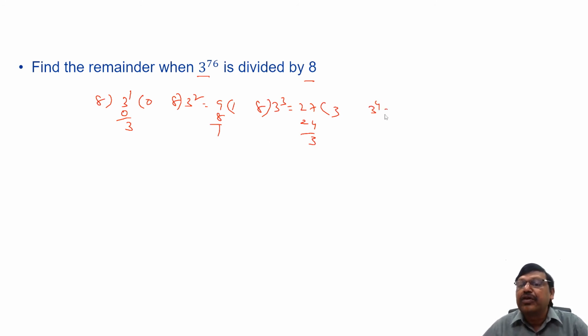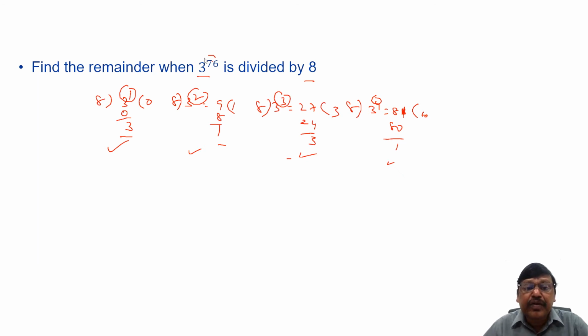If you want, you can check one more. 3 power 4, 81 divided by 8. 8 10s 80, remainder 1. If you see here again, 3, 1, 3, 1 coming alternately. For odd powers, we are getting 3. For even powers, we are getting 1. Here it is odd power or even power? 76 is even number. So because the power is even number, our answer, that is the remainder, is 1.